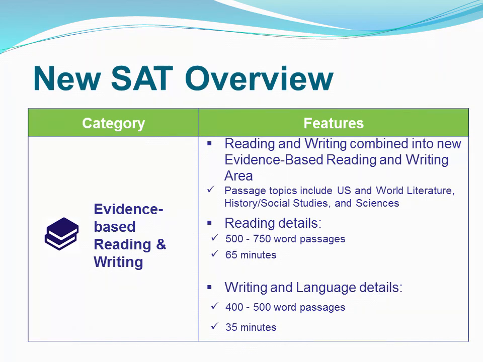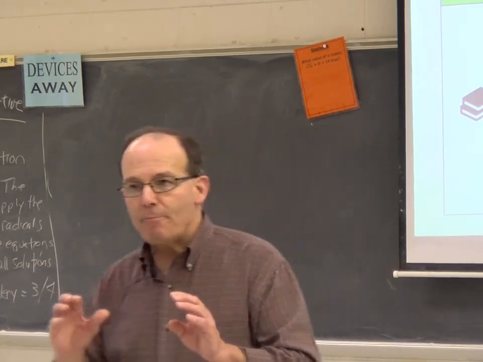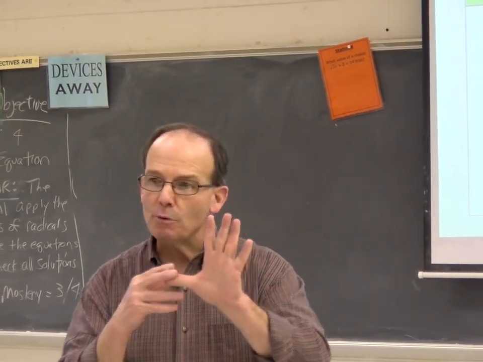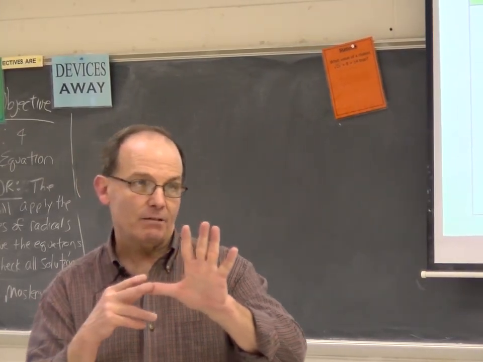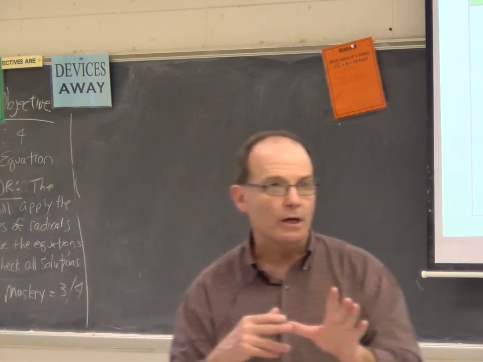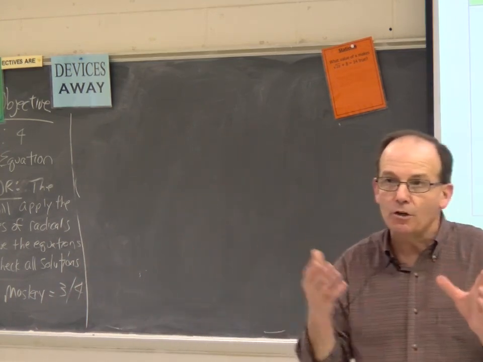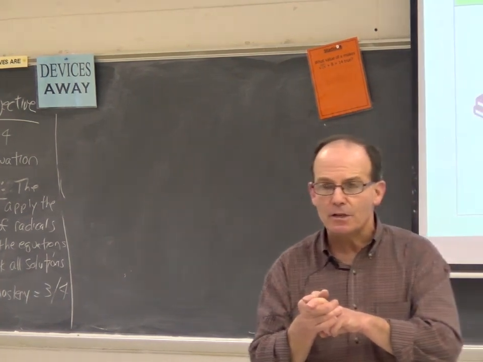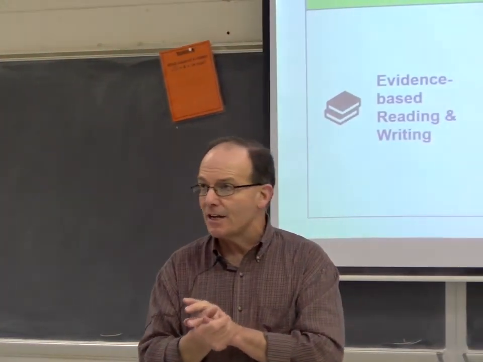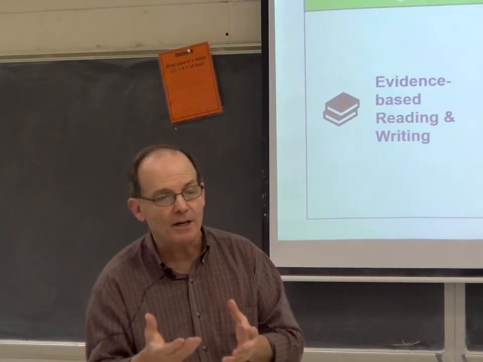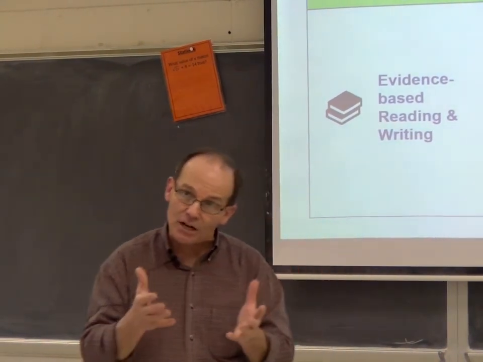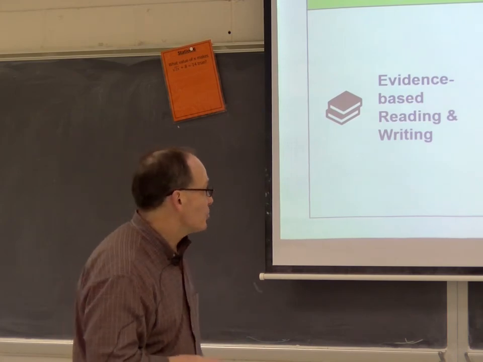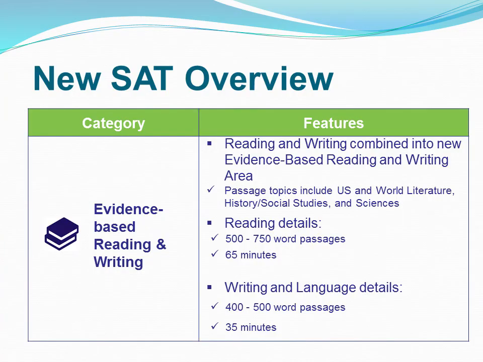What do we mean by evidence-based reading and writing? Okay, well, it means that you're going to have passages. You have five. The first one will always be literary fiction. It's some snippet of a novel or a short story from anywhere in the world. Could be U.S. literature, could be anywhere in the world. Then you have two social studies or social science passages. And you have two science passages. This is a 65-minute section for these five passages. And you get a wide variety of topics.